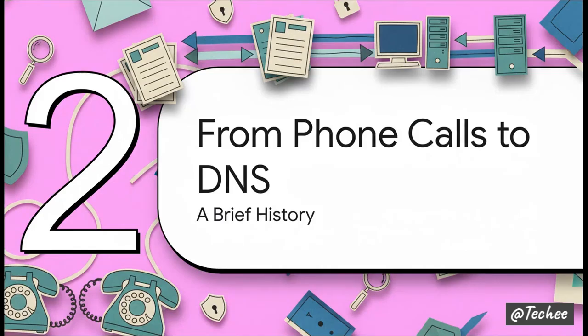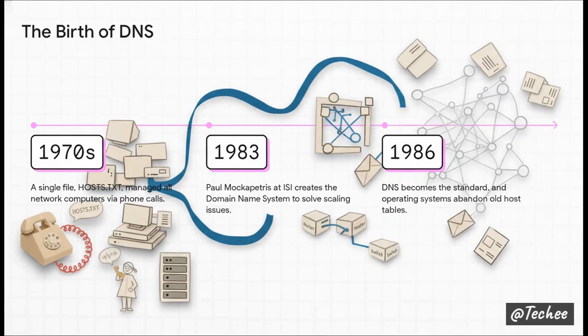But this smooth, automatic system didn't just appear out of nowhere. To really get what DNS is all about, we have to rewind the clock to a time when the internet was a much smaller and, frankly, a surprisingly manual place. In the early days of the ARPANET, the precursor to our modern internet, there was no automated system. There was just one single text file.